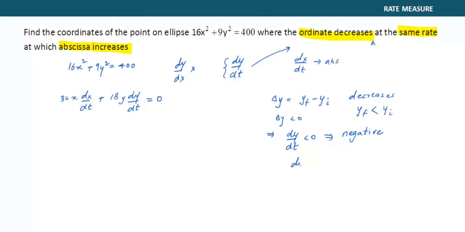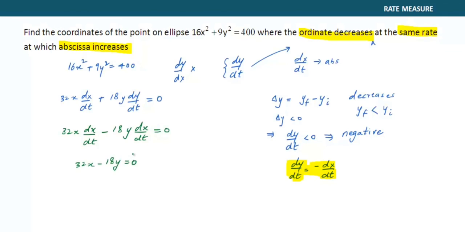So I can say that dy by dt in this particular question is nothing but minus dx by dt. This is the condition given to you in the question itself. Because this quantity is decreasing and this is increasing, there has to be a minus sign which signifies their relation. So you just replace this over here. It becomes 32x dx by dt minus 18y dx by dt. Now you can take dx by dt common, because it is changing, so it cannot be equal to 0. What you are left with is 32x minus 18y is equal to 0.